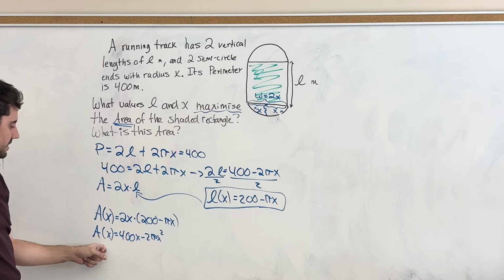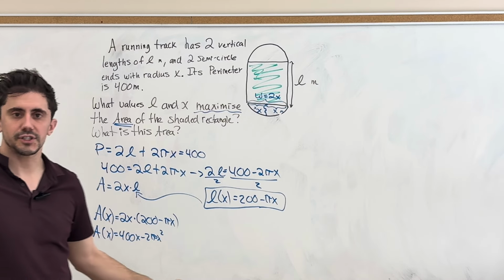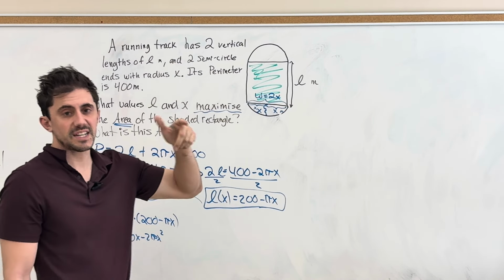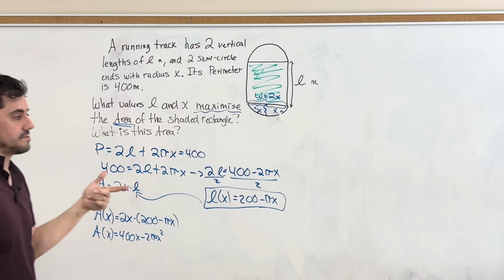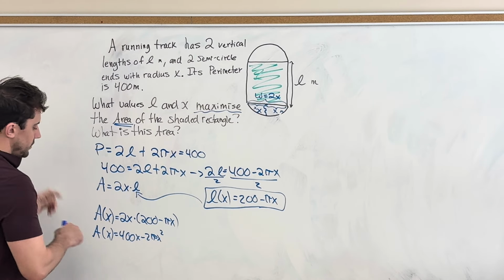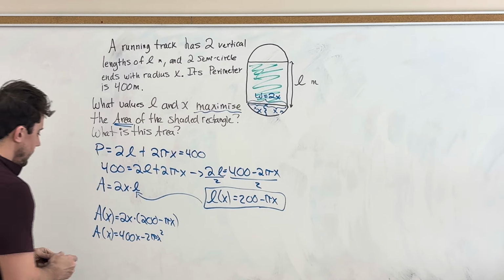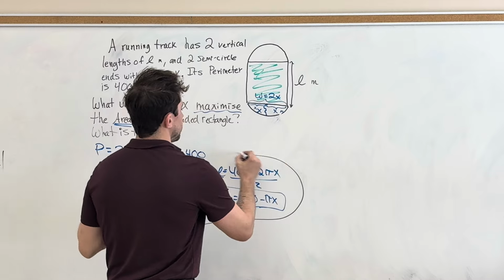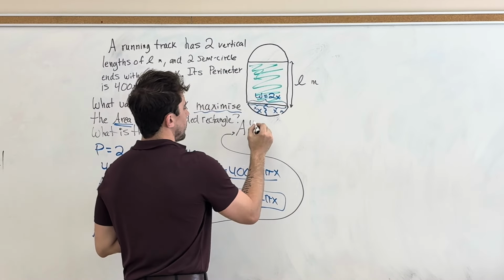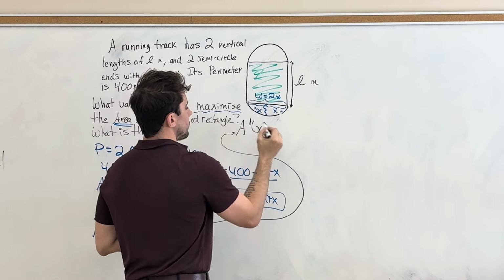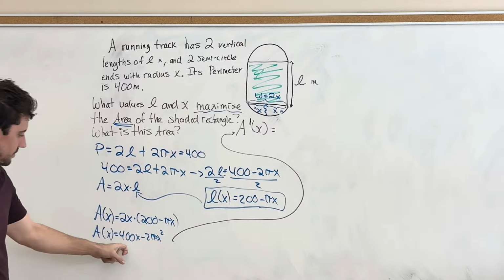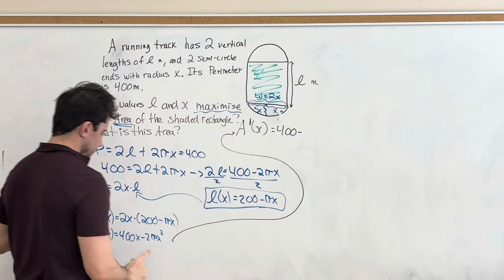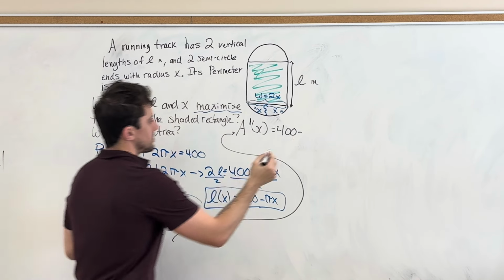How do we find the maximum value of a function? Well, we find its derivative function, set it equal to 0, and find any maximum point that exists. So to do that, let's go ahead and differentiate A of x. Let's move that up here so we have enough space. A prime of x, our derivative function for the area, is going to be 400 minus 4 pi x.